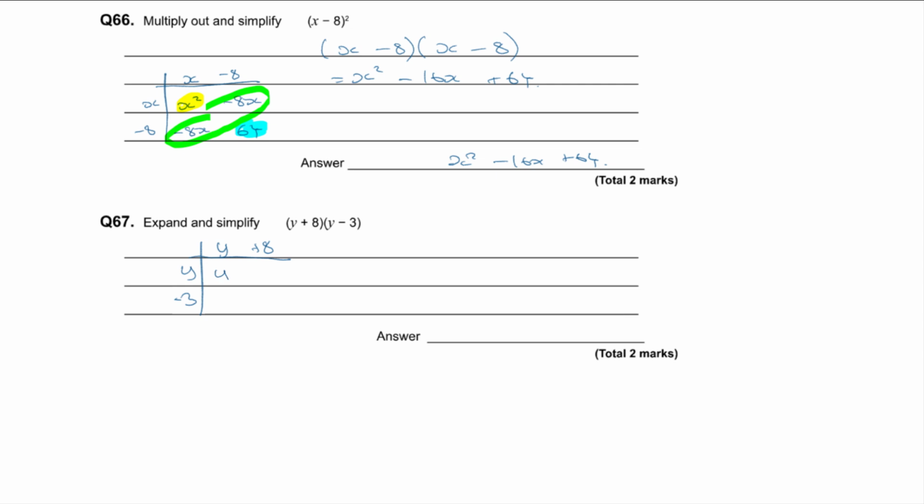Y times y is y squared. Y times 8 is 8y. Y times minus 3 is minus 3y. 8 times minus 3, that's minus 24. So I have got a term in y squared, that's y squared. I've got an 8y and a minus 3y. Now 8y take away 3y, that's 5y. And I've got a minus 24. That goes on the end. Minus 24. Okay, good job.